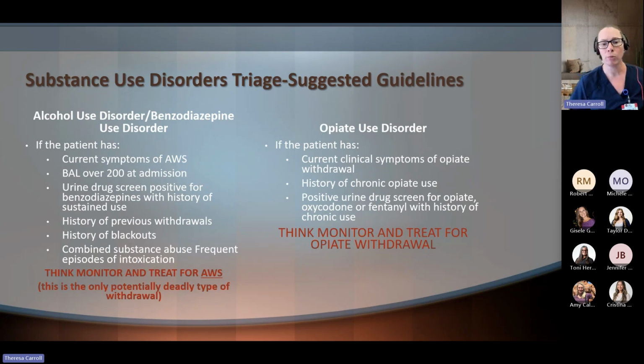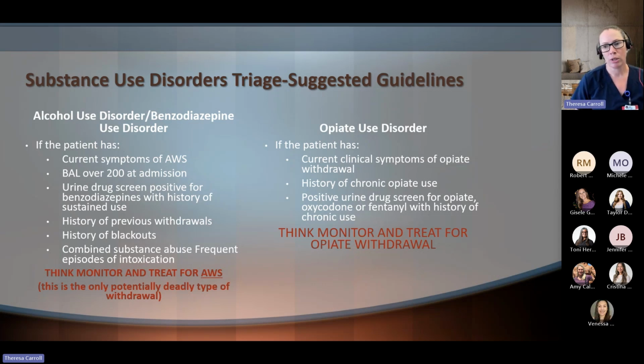When we were putting together the presentation itself, there was a lot of discussion about how we prioritize, how we sort of triage, what are some suggested guidelines around the use disorders in general. And we pulled out two, both alcohol and opiate, that we wanted to focus on up front when we triage, because these are the two that not only cause us some of the most challenges, but potentially have the worst outcomes if we don't control and manage them. Alcohol and benzodiazepine being potentially lethal.